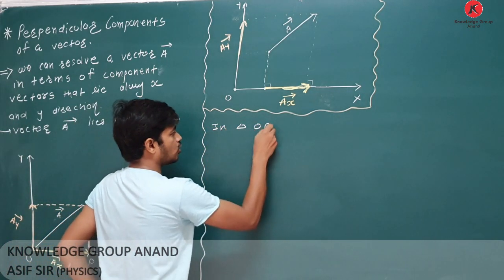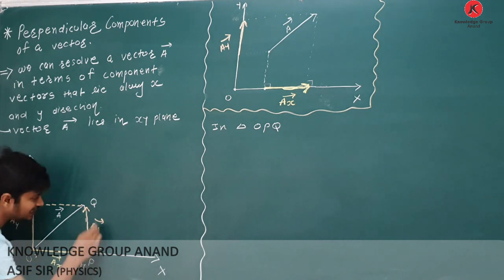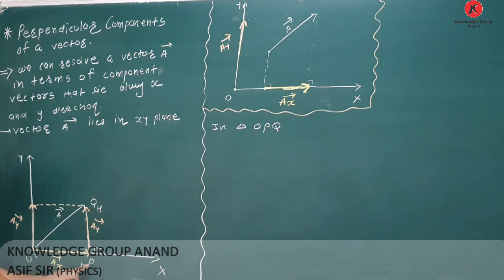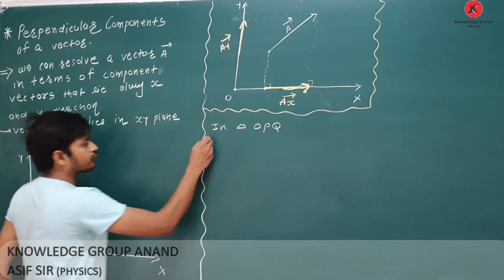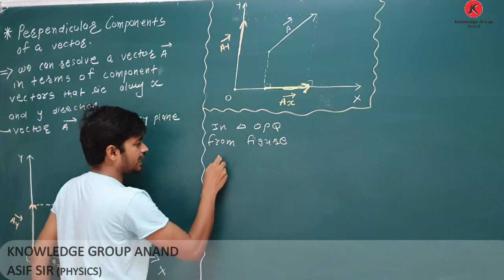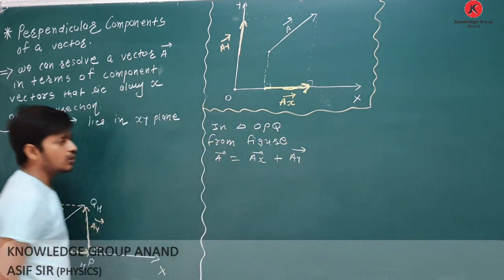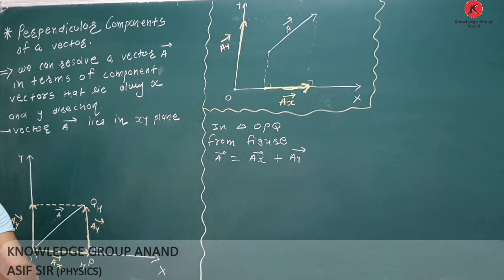In triangle OPQ, what is the relation? See, AX is tail to head, AY is tail to head, so there is addition of these two vectors, and A is their resultant. So in triangle OPQ, from the figure we can write A is equal to AX plus AY, with the help of the vector addition triangle method.